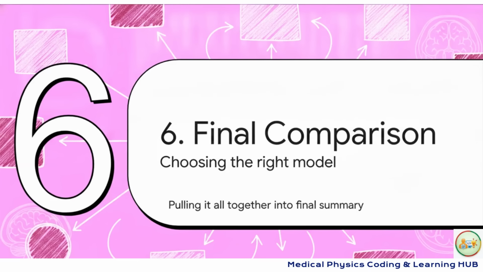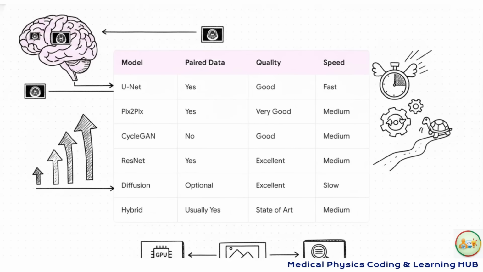Section 6, final comparison. How do you choose the right model? Pulling this all together into one master view, you can really see the distinct trade-offs across all 9 of these models. Notice how the image quality radically improves as we move from basic UNets all the way to diffusion and hybrid models. But that premium quality almost always costs you training speed and implementation complexity. At the end of the day, you have to choose the right tool for your specific environment. It really all comes down to whether you have paired data, how much GPU horsepower you're working with, and whether you care more about rapid speed or absolute pixel-perfect realism.